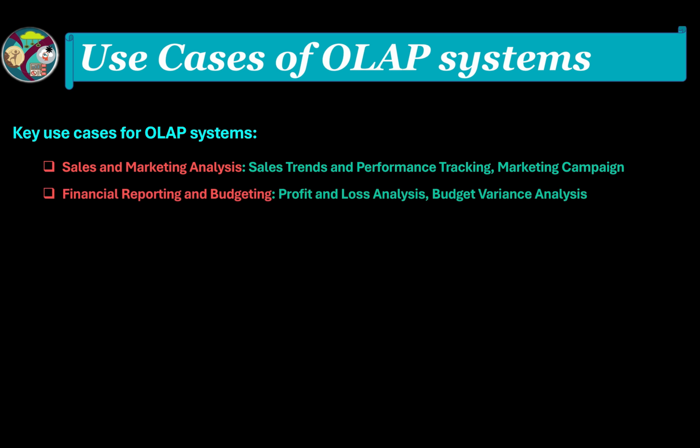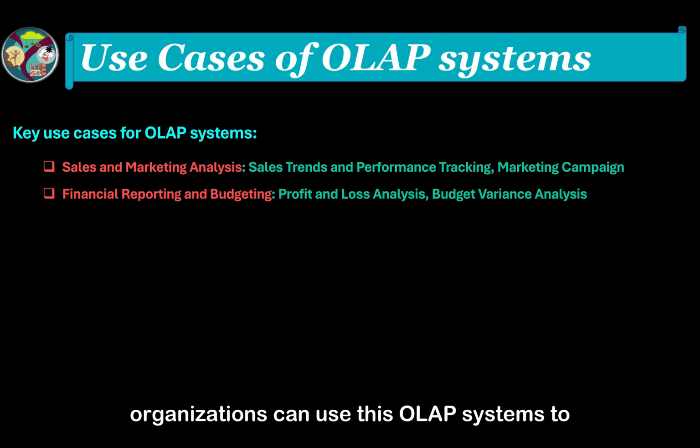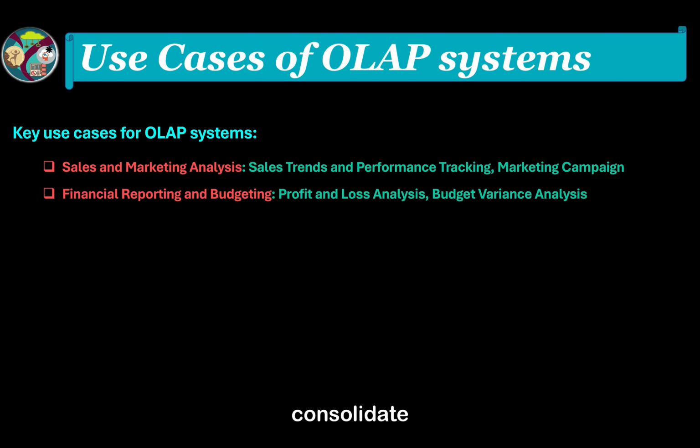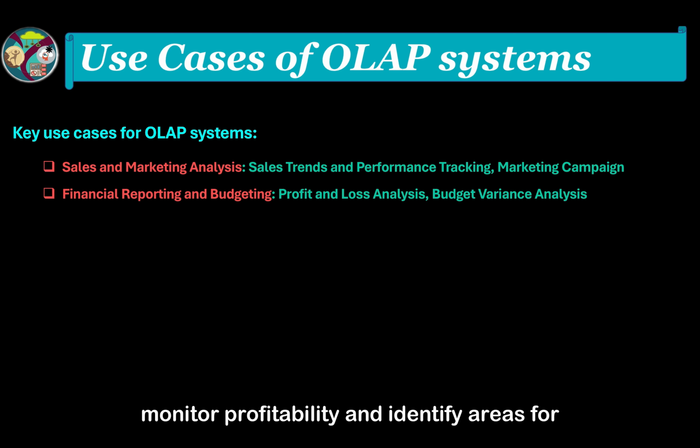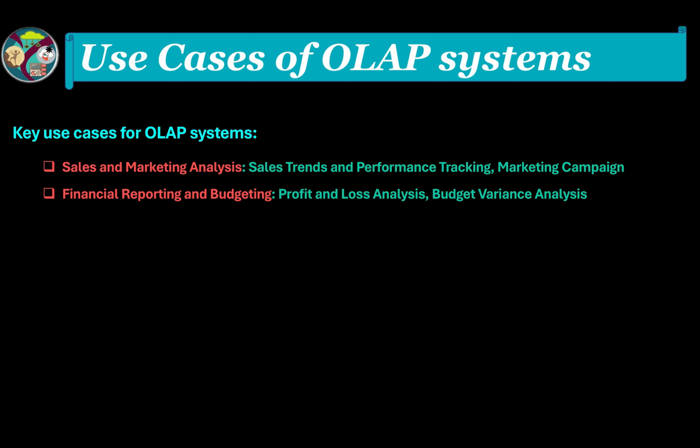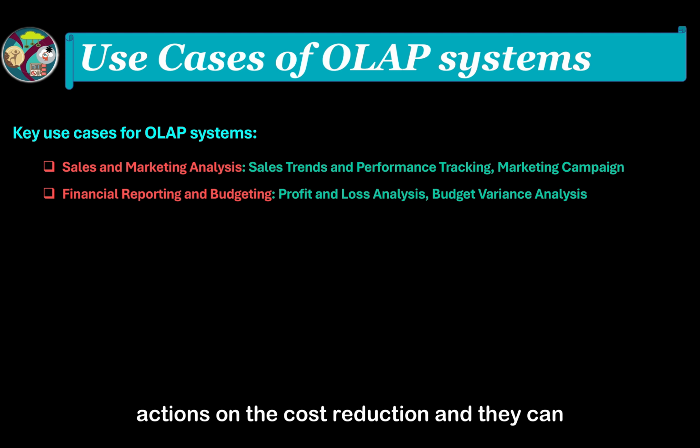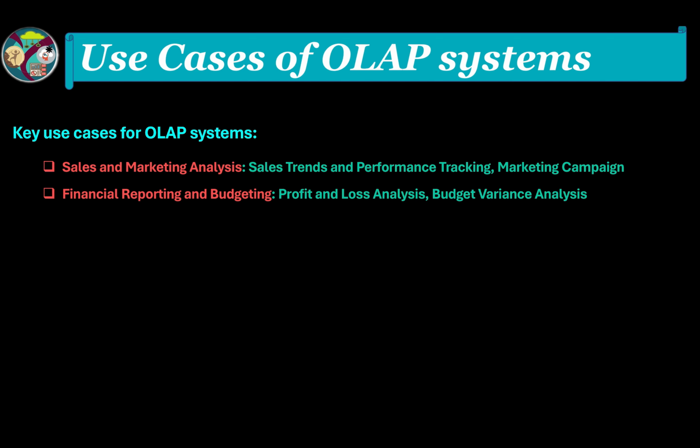Next use case is financial reporting and budgeting. Organizations can use these OLAP systems to consolidate financial data, monitor profitability, and identify areas for cost reduction. For example, a tech company might analyze the variance between actual expenditures and budgeted amounts to identify departments that overspend, so that they can take action on cost reduction, and they can identify the root cause if any department is underperforming.